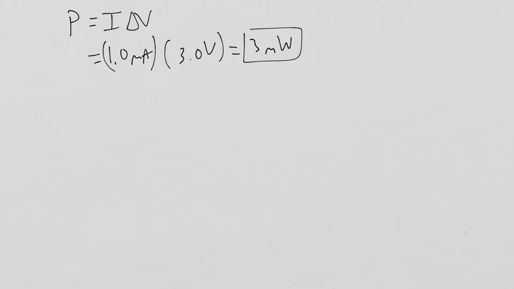And so we just plug those numbers in, 1.0 milliamps and 3.0 volts gives us a power of 3 milliwatts, right? Remembering the units for power is important. So you have to remember that power is in units of watts. All right, so that's part A. That's the power that we supply to the motor.